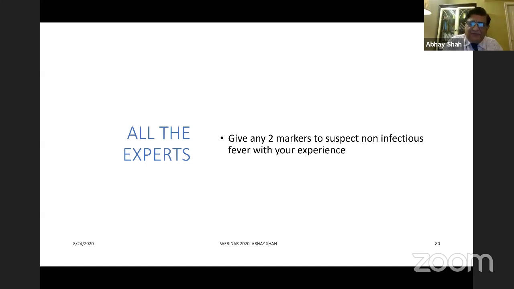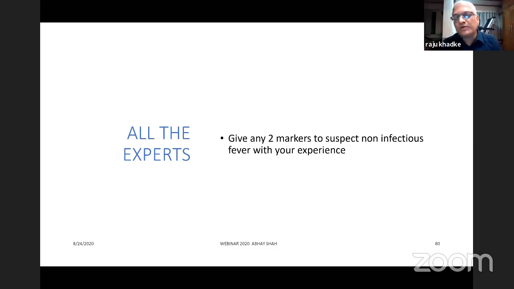Dr. Rajendra: Sir, two markers for non-infectious fever. Clinical or laboratory? Clinical, in non-infectious illnesses, basically the inter-febrile illnesses, the child looks very good, and a single dose of paracetamol works better in these things.